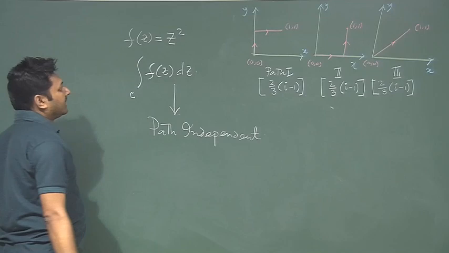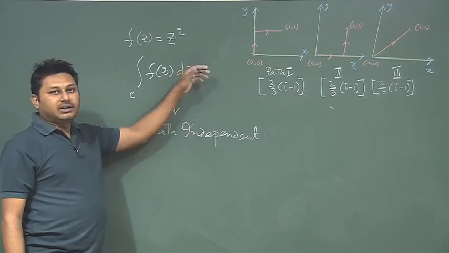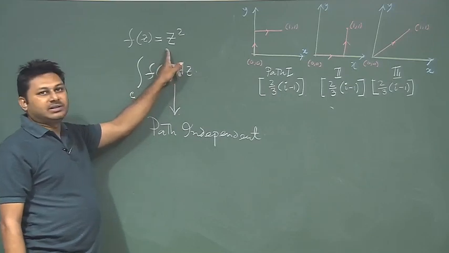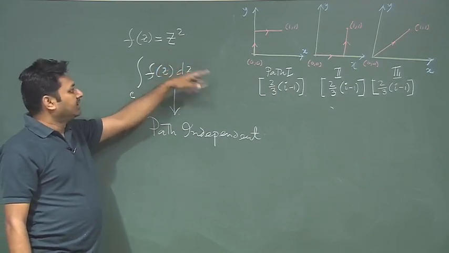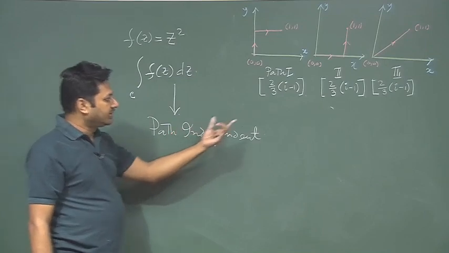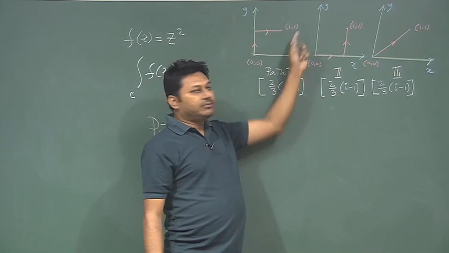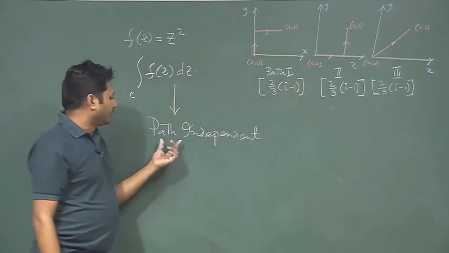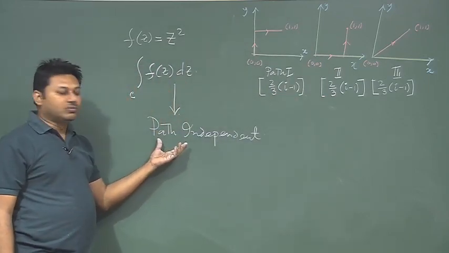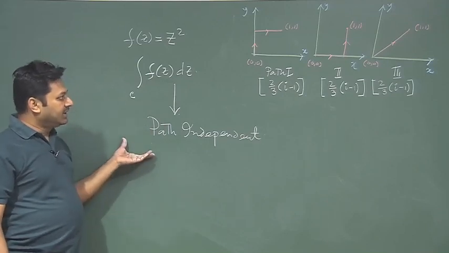It is path independent. That means, whatever the path I choose, at least for this particular form of the function, there is no such change. All the values merge to the same value, and it only depends on the final and initial value. So, that is why it is path independent. Whatever the path you like, you can go, but the end result is the same.